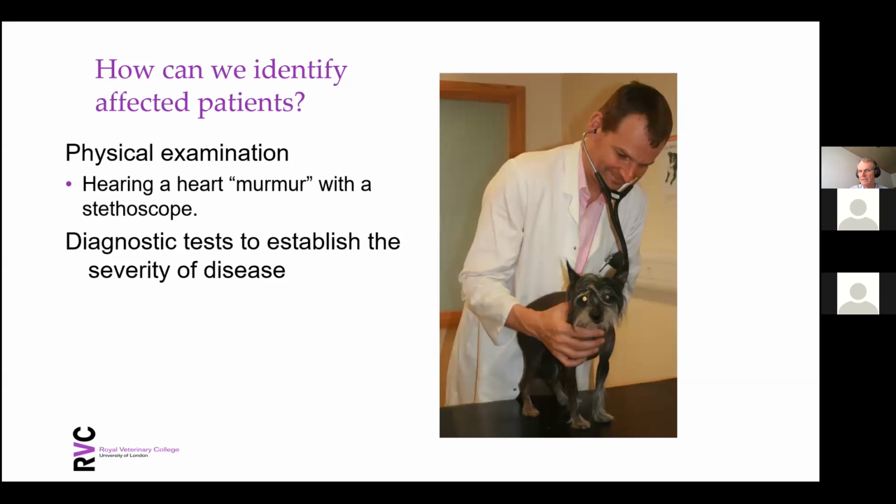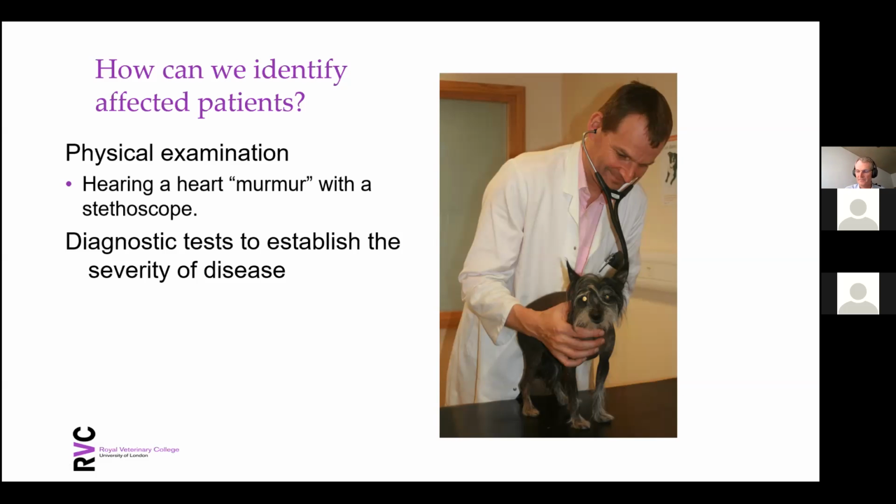Well, actually, they're very easy to find because all dogs who have a leaking mitral valve, or at least if their mitral valve is leaking substantially, will have what's called a heart murmur, so that when you listen to their heart with a stethoscope, you'll hear an additional sound.